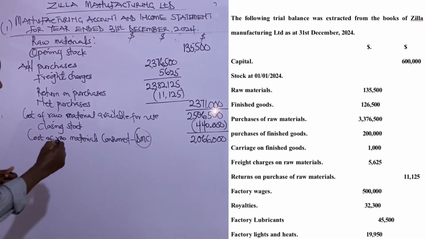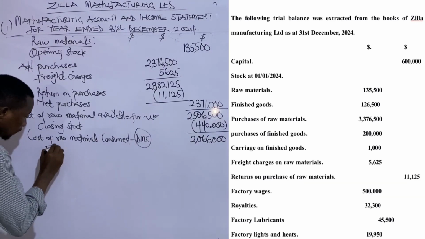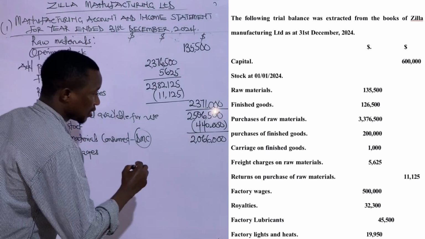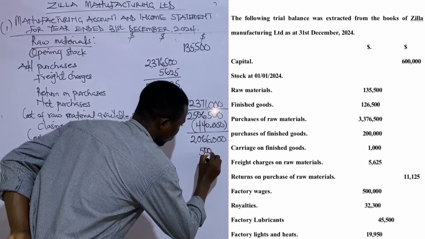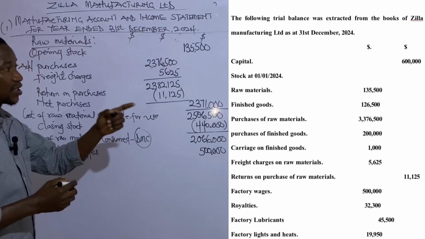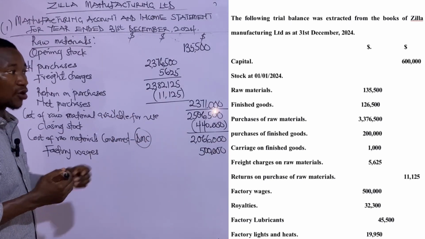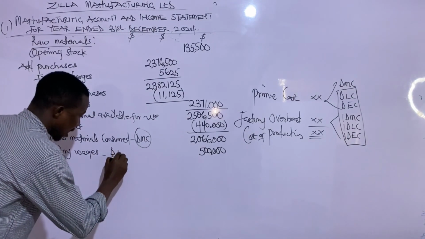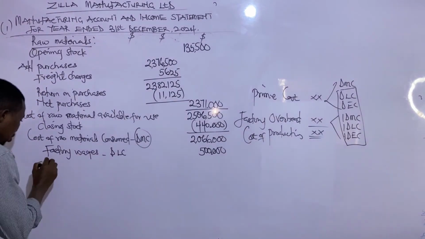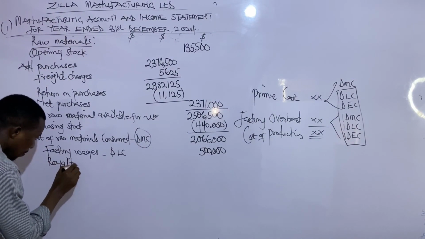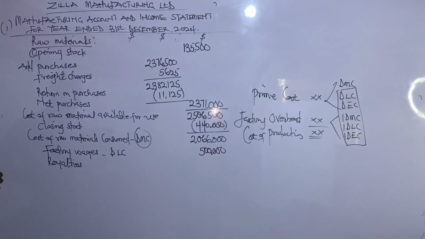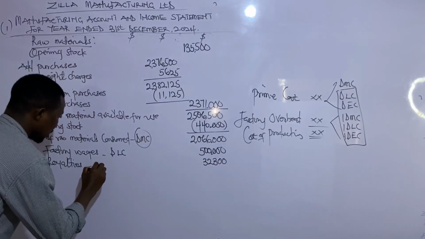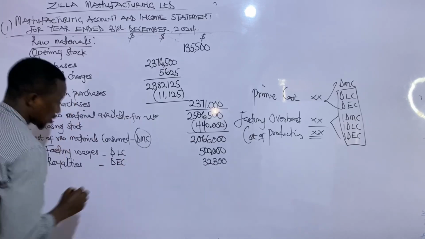Okay, so we have factory wages, and this factory wages from the question is 500,000. Good. That is all of the direct labor cost. Is there any direct expenses cost? Yes, there are royalties. Is that okay? Good. So we also have royalties. Royalties from the question is 32,300. And this royalties, it is the direct expenses cost.